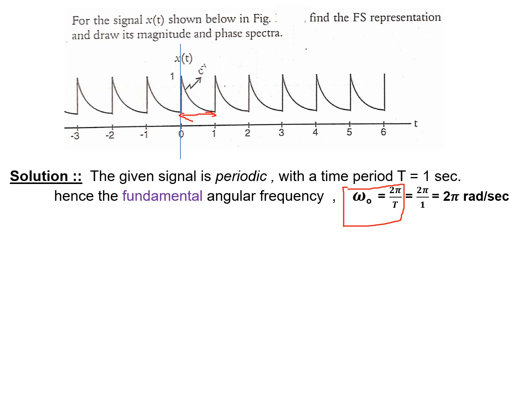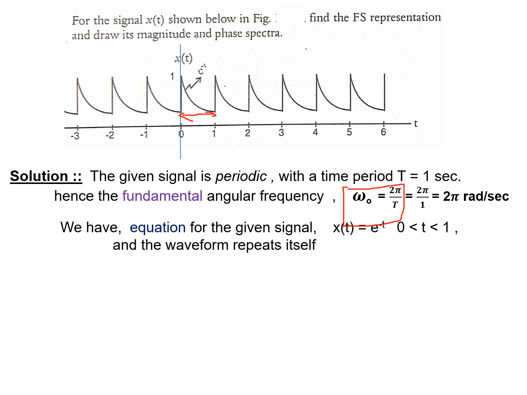Okay, now to proceed, let us first write the signal equation, because we need to represent the signal in terms of an equation. Because it is a periodic signal, it is better to represent the value of the signal in one period. We have the equation for the given signal as x of t equal to e power of minus t in the time duration 0 to 1 second, and the waveform repeats itself. That is, at the end of 1 second, the signal value repeats in the same way. So it is enough if you write the equation for one period. Then it is a periodic signal, and it will repeat as per the equation shown here.